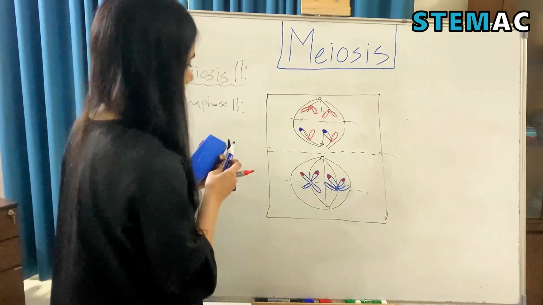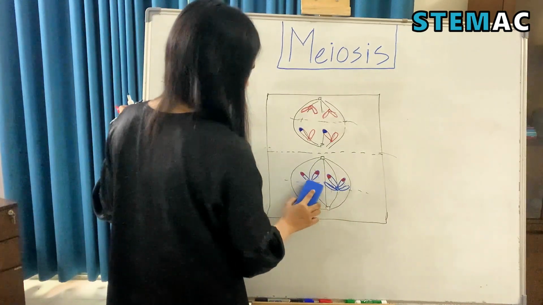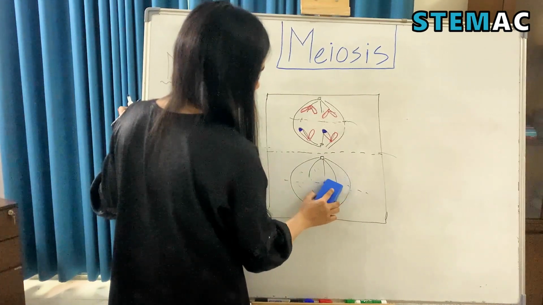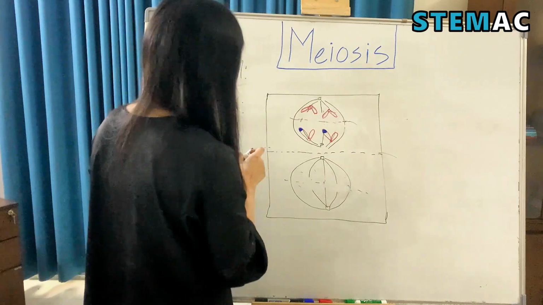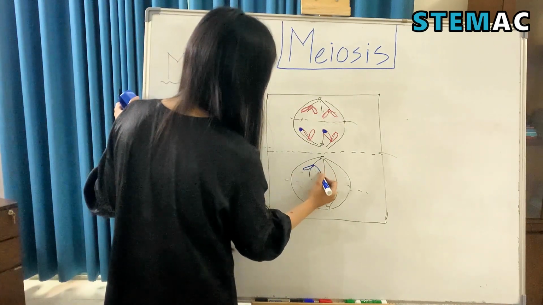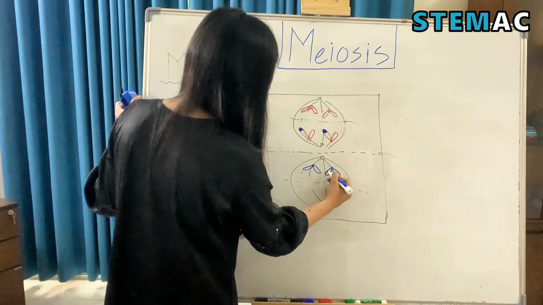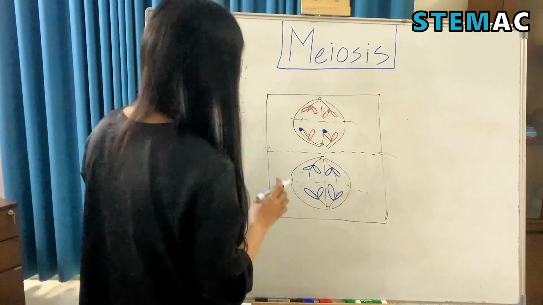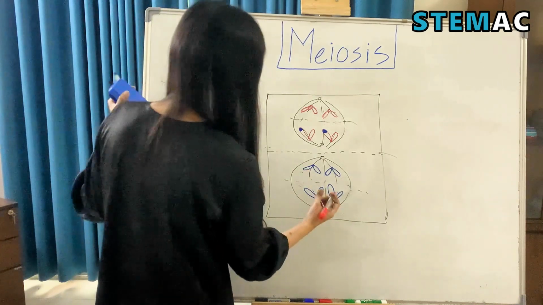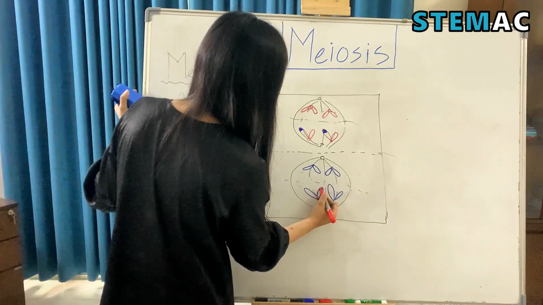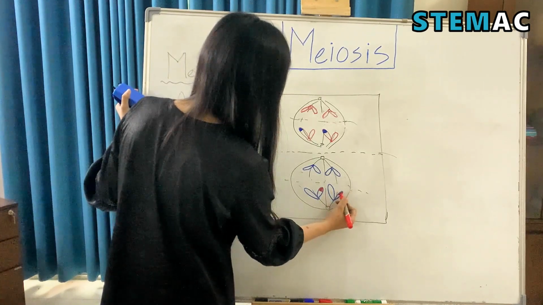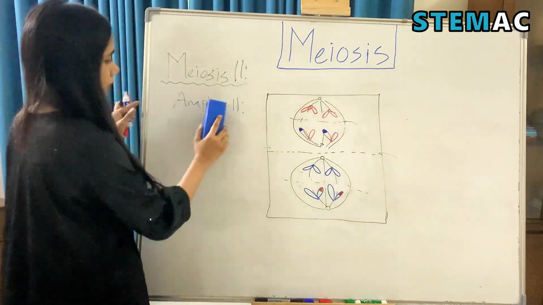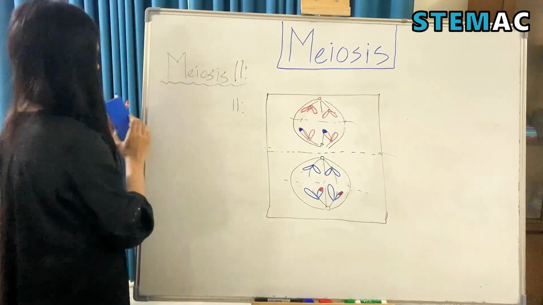The same will happen in this cell. The centromere will be divided in the middle, and the chromatids will move to two different poles. So here we have these chromatids in this pole, and these chromatids in this pole. So this is anaphase, and after anaphase 2, we will move to telophase 2.